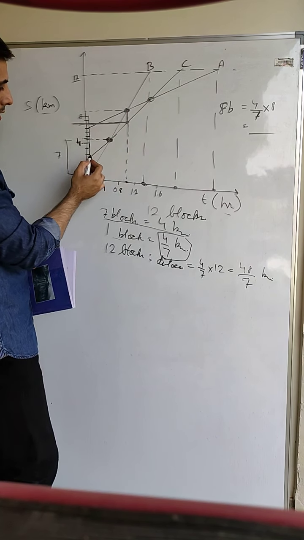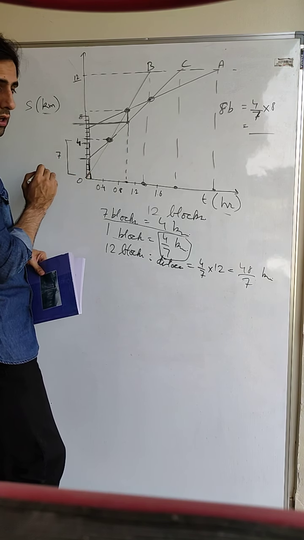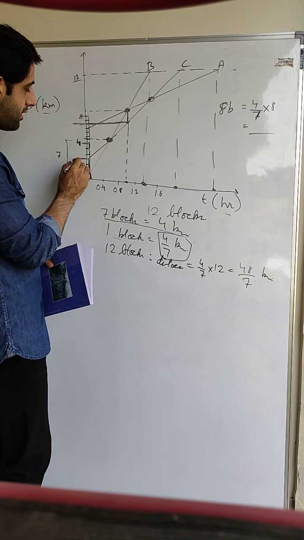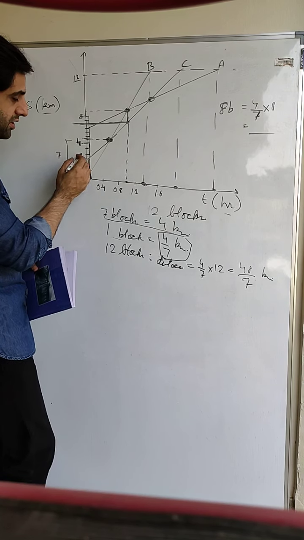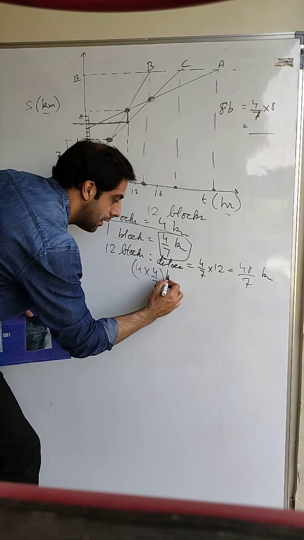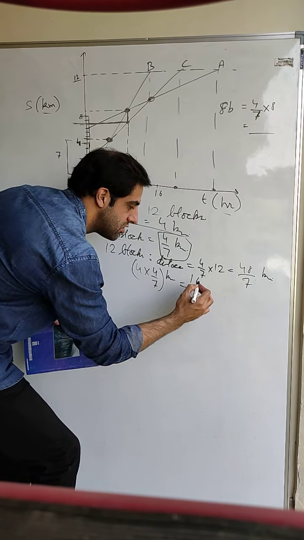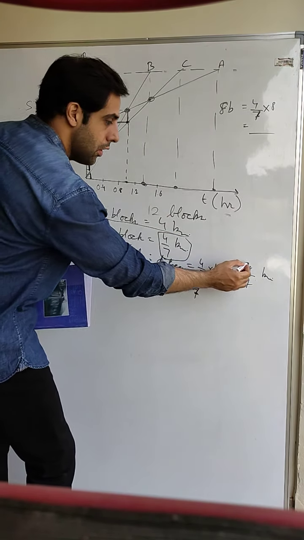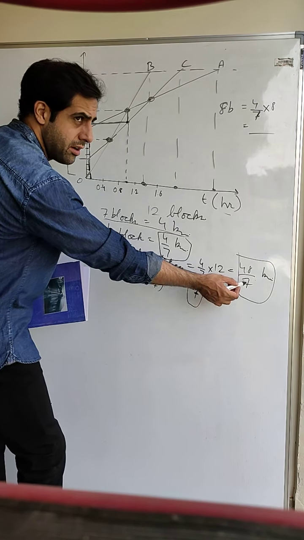But here take note of an important thing. The body C is not starting from the origin. It is starting from this point. That means the initial distance, the starting distance of body C is not 0. It is at this point. What is at this point? 1, 2, 3, 4. 4 blocks. That means it is already at 4 into 4 by 7 kilometers. That means it is starting from 16 by 7 kilometers and going till here, which is 48 by 7 kilometers. This is your starting distance, this is your ending distance that we are concerned about.